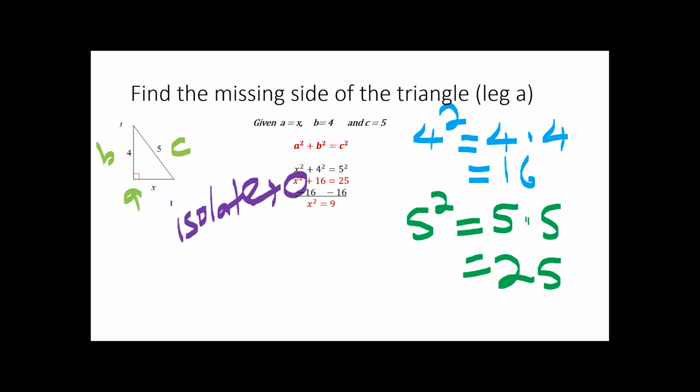Now we want x to the power 1, not x squared, not x to the power 2. So the value for x to the power 1, how will we find that? We take the opposite of square, which is square root, on both sides. So the square root of 9 is 3. So a is 3. The leg a is 3.